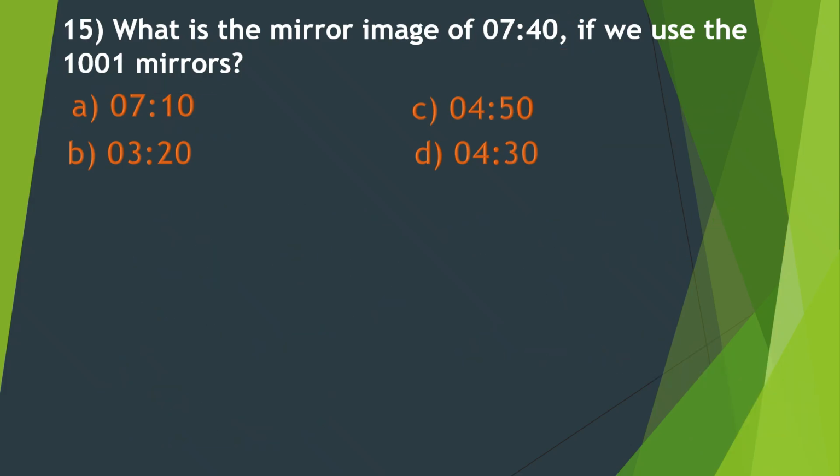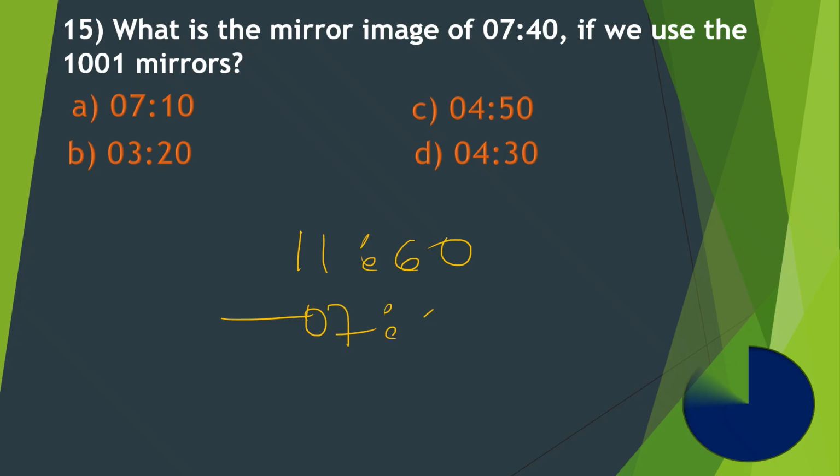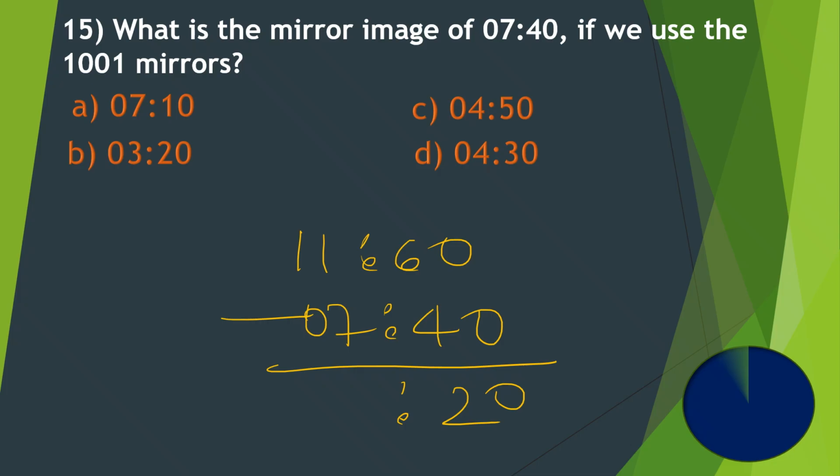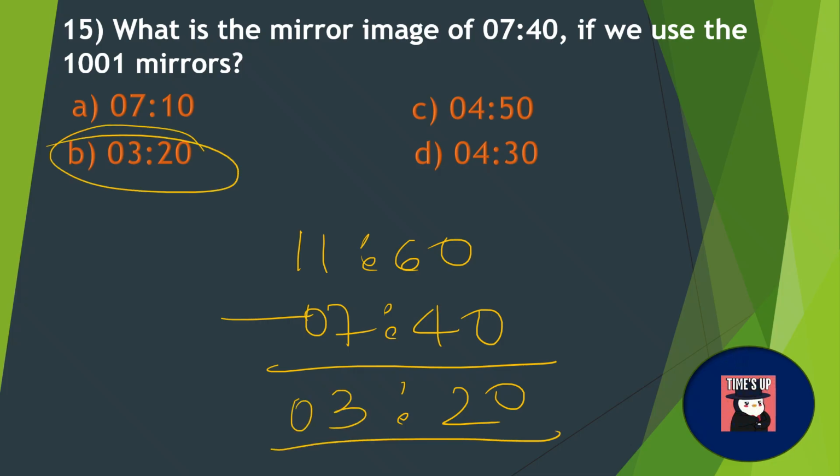15th question on your screen and your time starts now. What is the mirror image of 740 if we use this mirror? So here odd mirror is asked. So what you need to do? You need to subtract it from 1160. That's it. 1160 you need to subtract 740. So answer will be 320. B is the correct option.